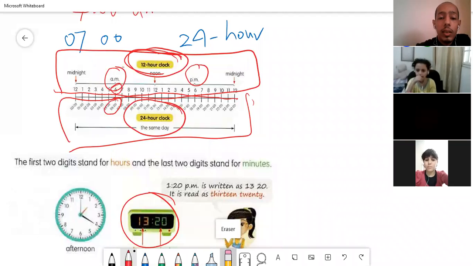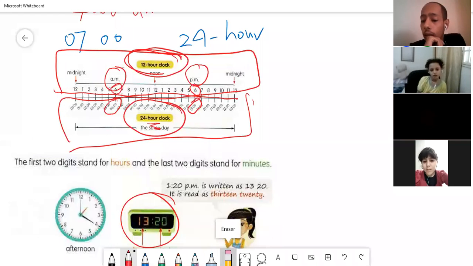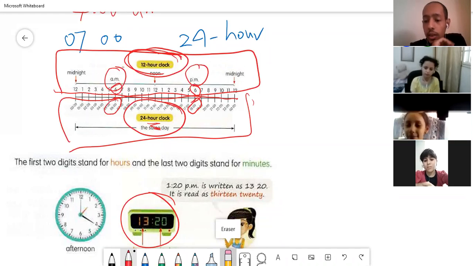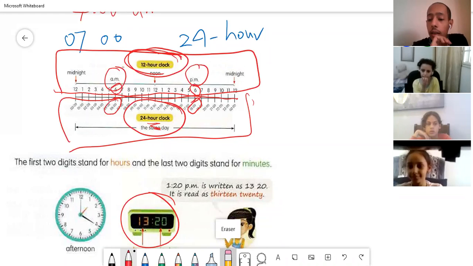What about if it is 6 p.m.? What are you going to say in the 24-hour clock? It is what? 18, right? So we don't say 18 p.m. No, we just say it is 18.